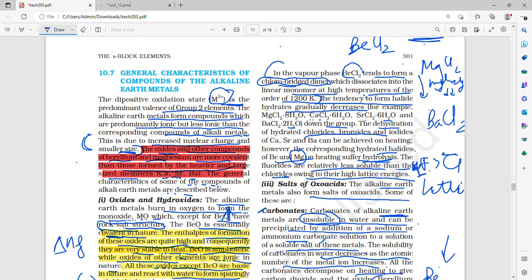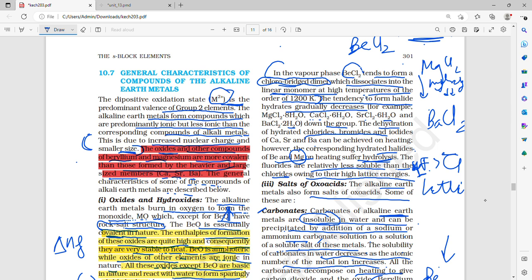In the vapor phase, beryllium chloride tends to form a chloro-bridge dimer which dissociates into the linear monomer at high temperatures. So BeCl2 essentially in the vapor phase forms a chloro-bridge dimer, but it dissociates to form a linear monomer at high temperatures, that is 1200 Kelvin.